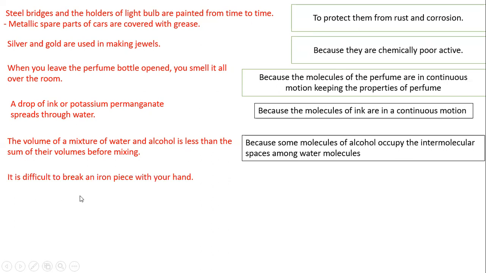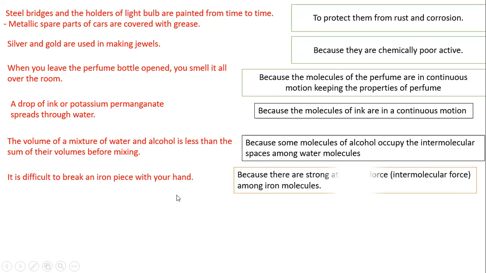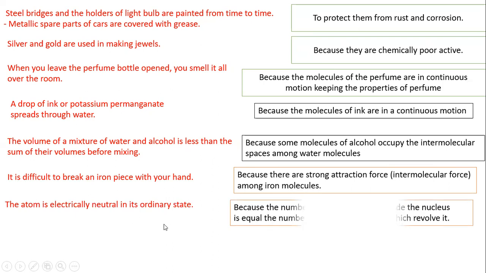It is difficult to break an iron piece because of the strong attraction force in iron, the strong intermolecular force among iron molecules. The atom is electrically neutral. Why? Because the number of positive protons equals the number of negative electrons. You can say it because the number of positive protons equals the number of negative electrons.